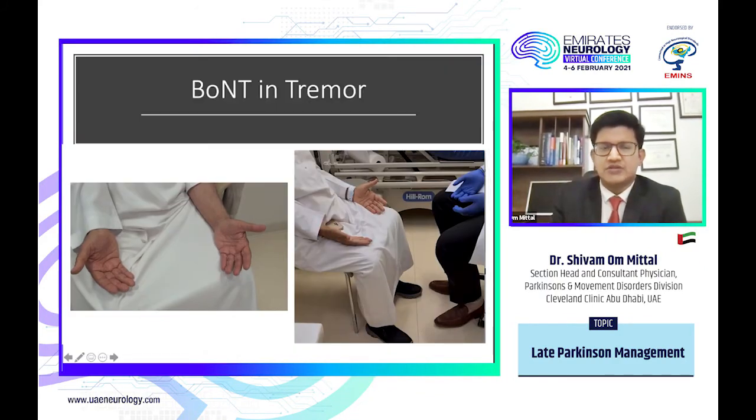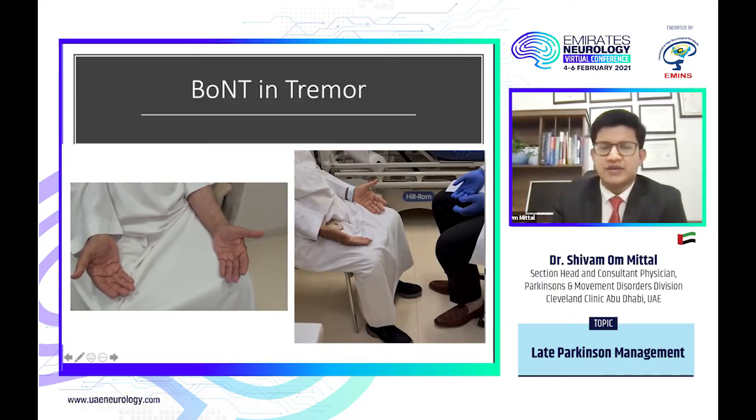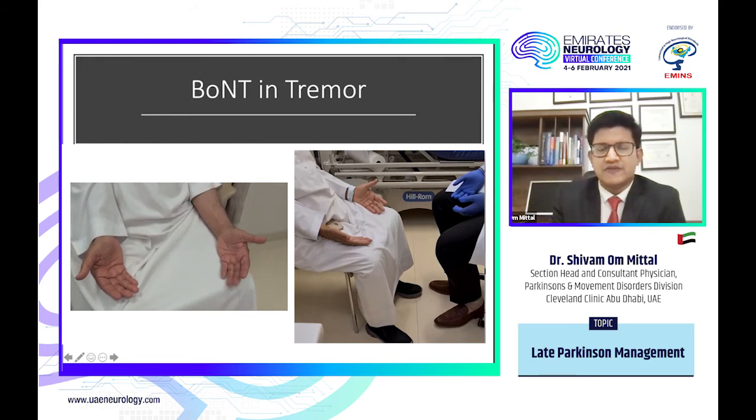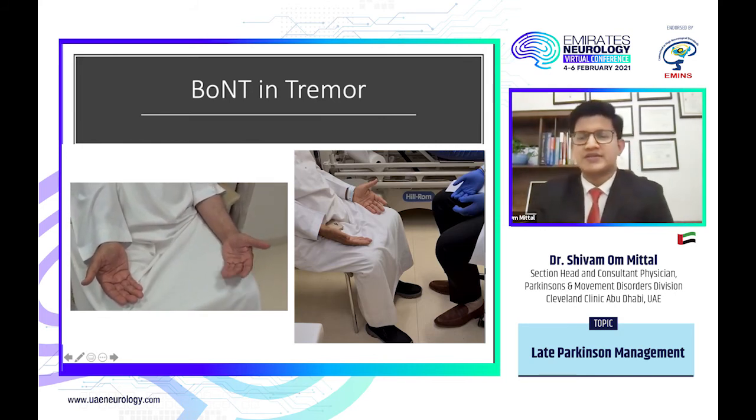This is another patient who is an around 85-year-old man who has a prominent left hand rest tremor with tremor-dominant Parkinson's disease.